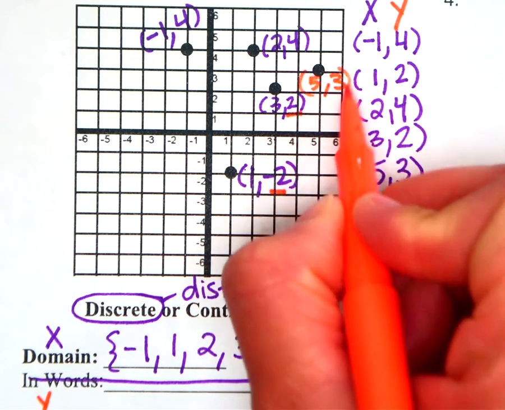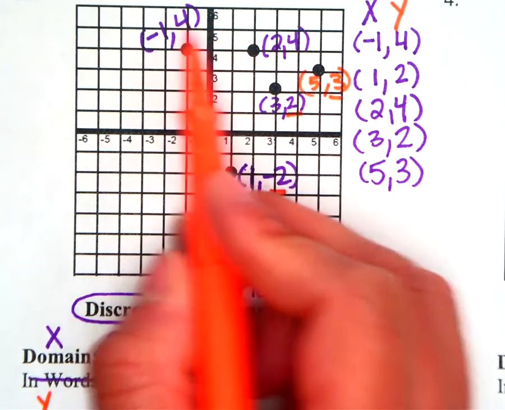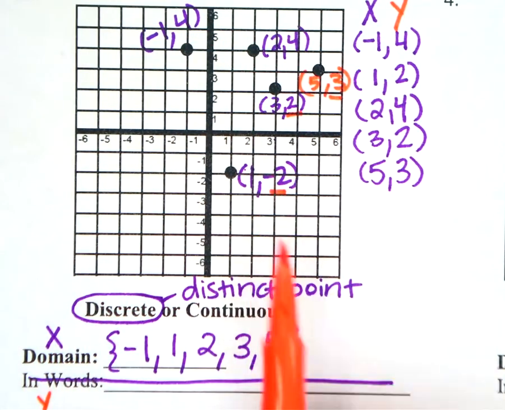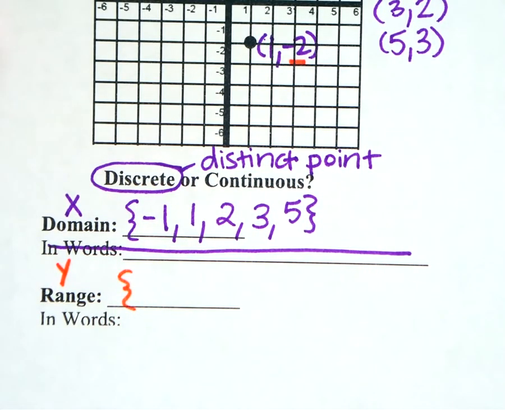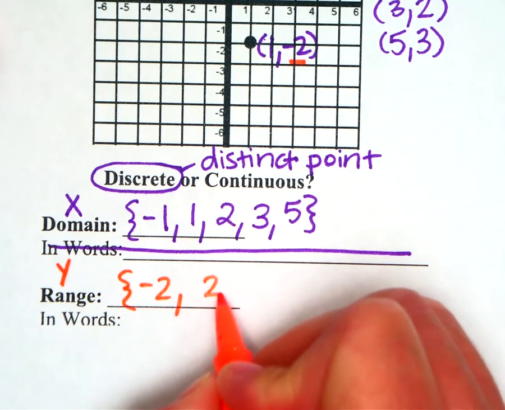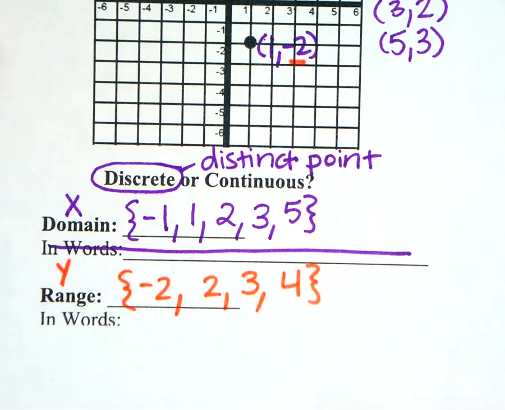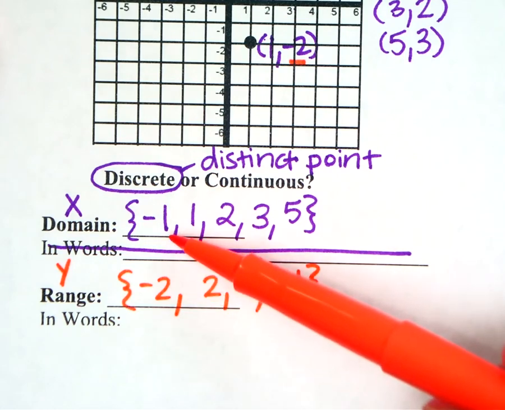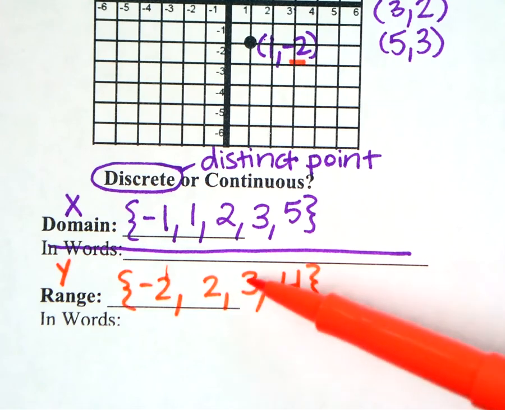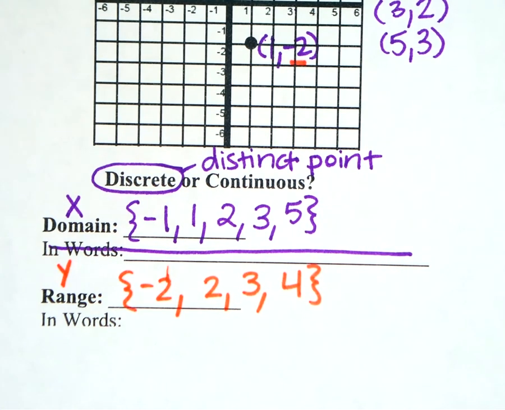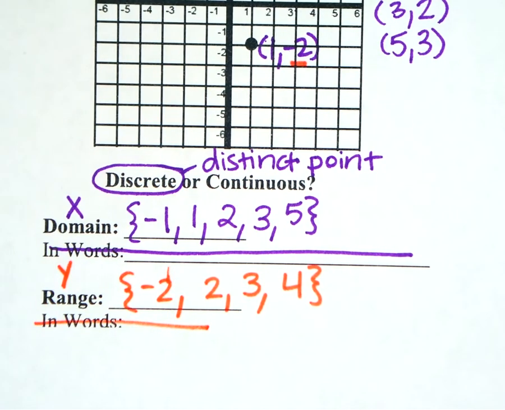I didn't write it here. And then here, when I see 4 listed twice, I don't have to write the repeats. I just have to write it one time. So let's go down to the range. It's going to be -2, 2, 3, and 4. And it's okay that they don't match with the domain. I'm not listing my points to be an ordered pair. I'm listing my domain and range in order from least to greatest. And again, you don't need the words for that example.